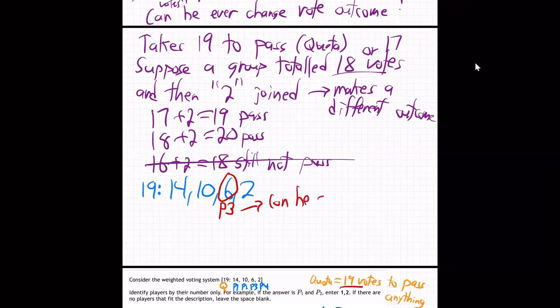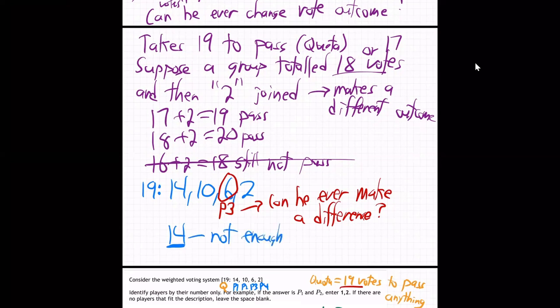Can he ever make a difference? That's what we're looking for, right? That's what it means to have real power, not be a dummy. Well, yeah. Suppose that 14 likes something. That's not enough. What if 14 alone, player one, likes something, nobody else likes it, that's not enough to pass, right? It takes 19.